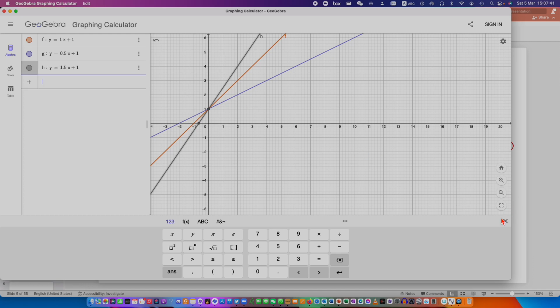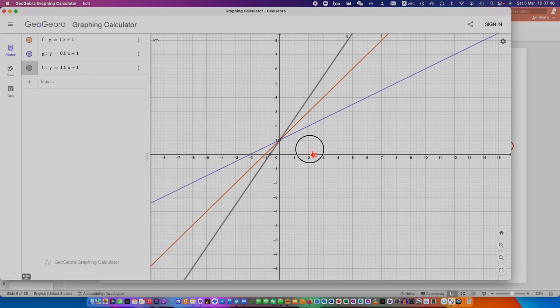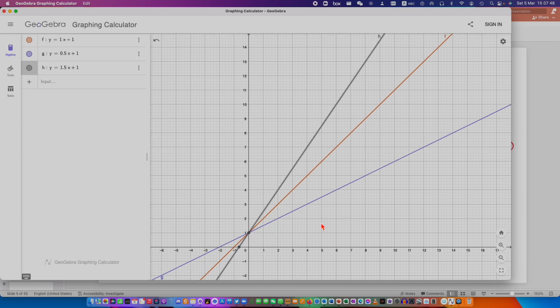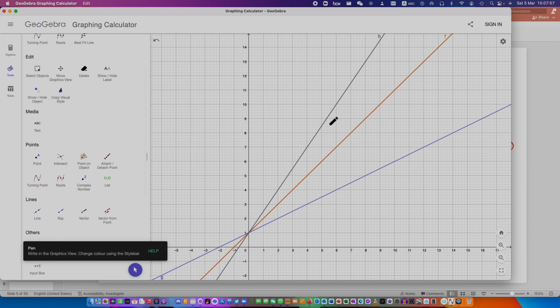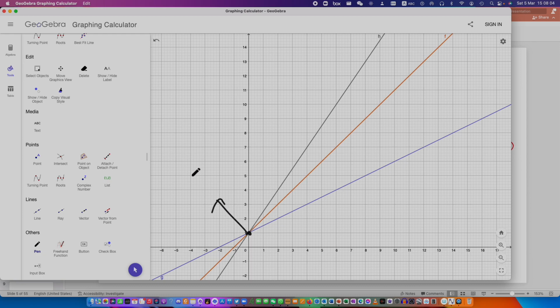So for these 3, what is different for these 3? The points. The y-intercept is the same, right? What is this point? 1. Y equals 1, right? So that means the y-intercept is all 1. But what is different among these 3 is the gradient.